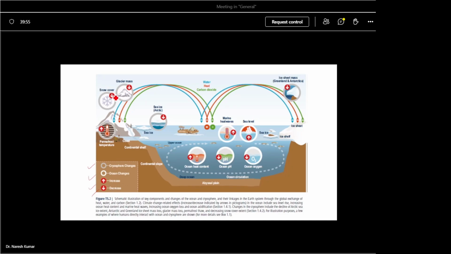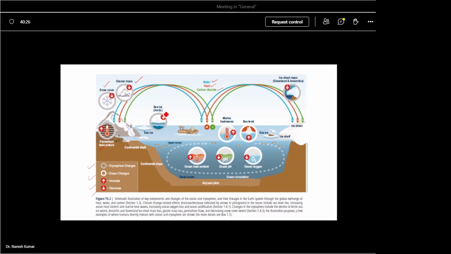So, for example, what is decreasing? Snow cover is decreasing, glacier mass is decreasing. What is increasing? Permafrost temperature. Permafrost are permanently frozen areas of land covered with ice sheets. If the permafrost temperature is increasing, those ices will melt, which would expose other sheets of ice. Now, these are the feedbacks, for water, heat, and CO2.